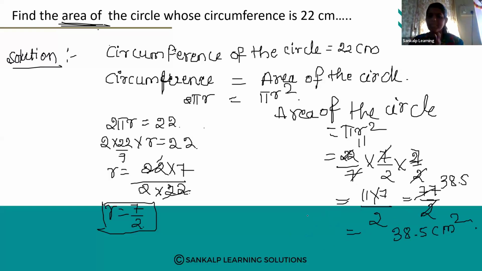So here circumference they have given, that is 22 centimeter. By using this circumference, we can find the radius of the circle, that is r equals 7 divided by 2. By using this radius, we can find the area of the circle, pi r square. This is the area of the circle.